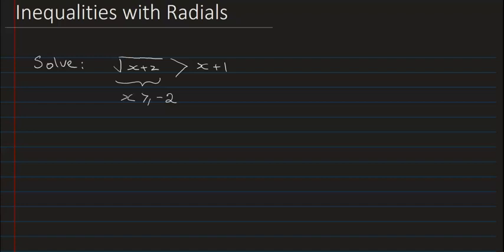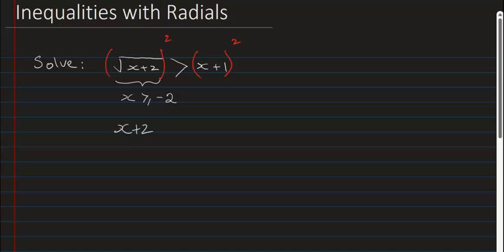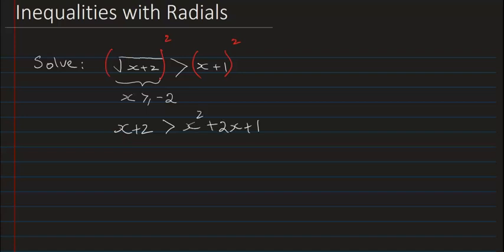We're going to square both sides, that's the first thing we do. We raise both sides of the inequality to the exponent 2 because we want to undo the radical sign. When you do this, you will get x plus 2, because the square root and the power of 2 neutralize, greater than x plus 1 all squared, and you expand that: x squared plus 2x plus 1. I trust that you can do that binomial expansion.